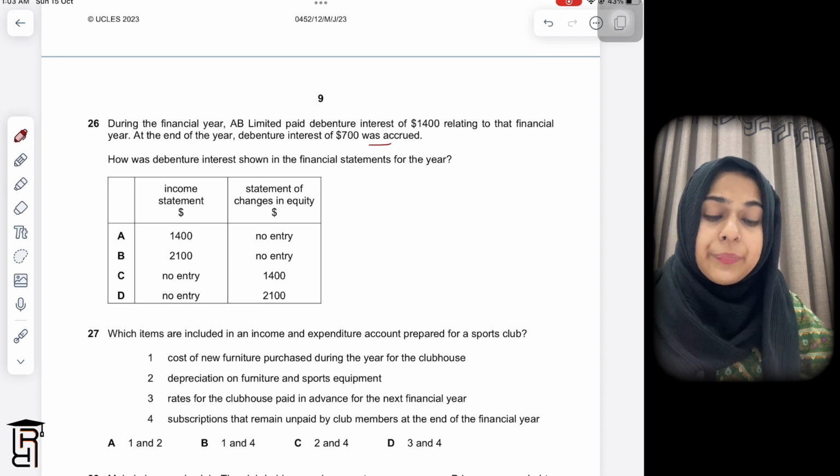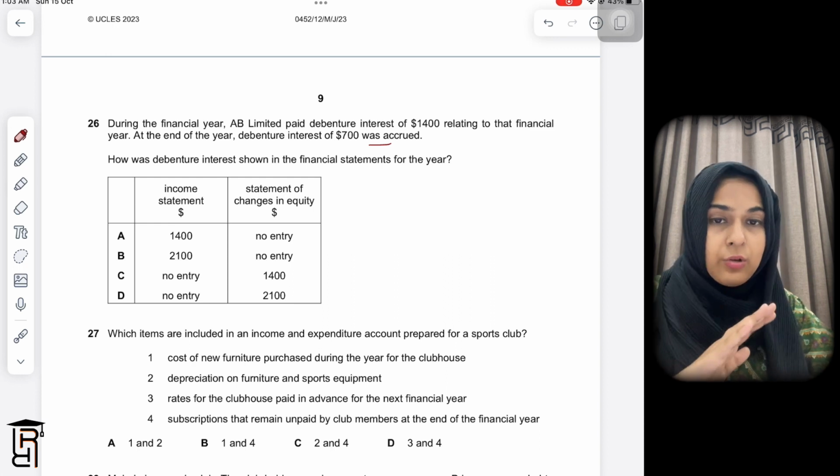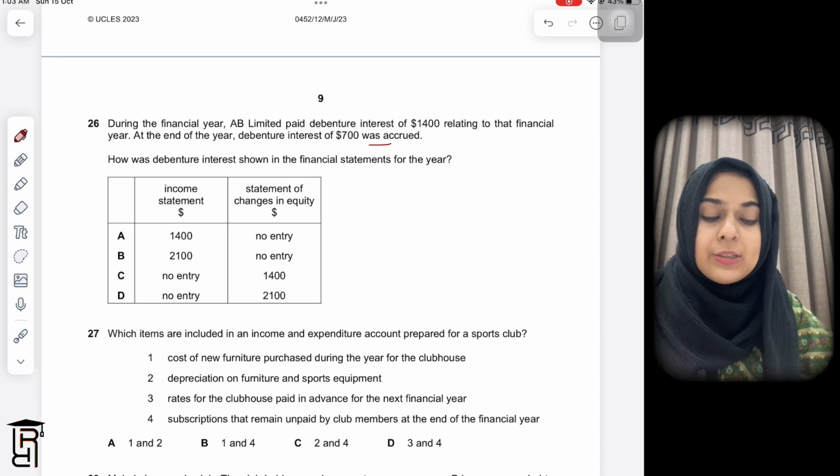So your 2100 should go to the income statement, and in the statement of changes in equity, there's not going to be any entry for accrued. Accrued will go to the statement of financial position as an owing expense.